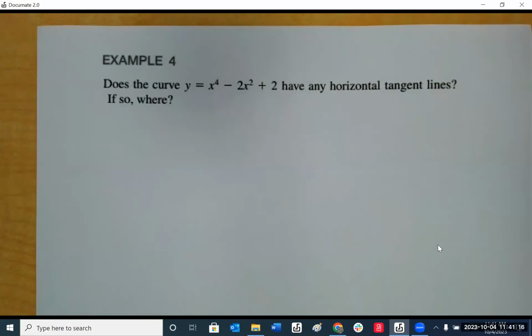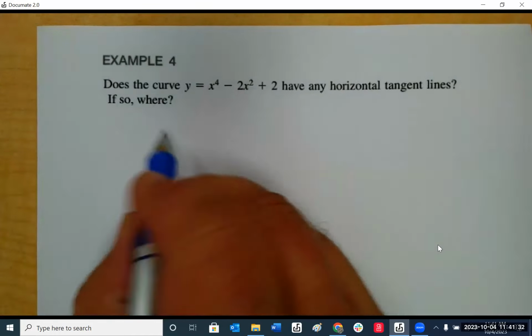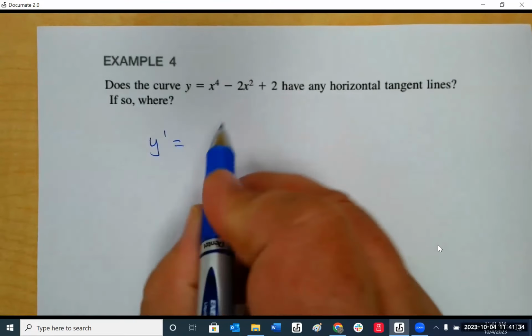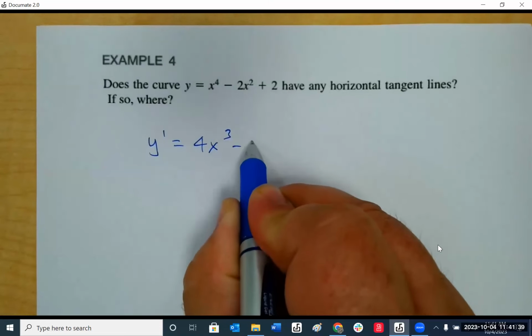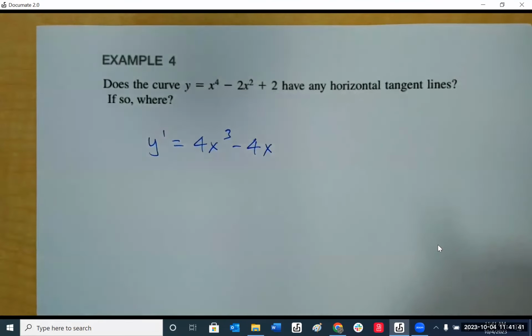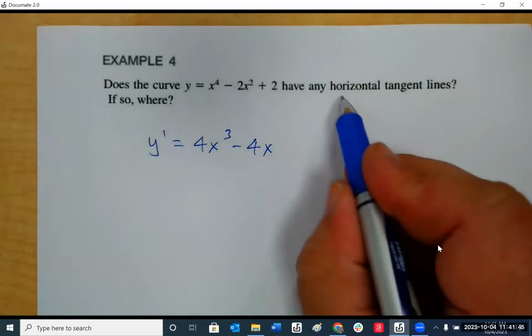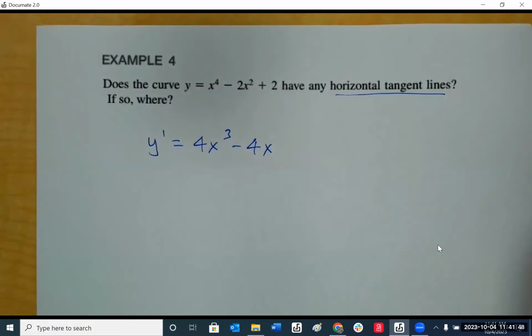Does the curve y equals x to the fourth minus 2x squared plus 2 have any horizontal tangent lines? If so, where? You would have to find the derivative first. If we find the derivative, what do we get? 4x cubed minus 4x, and we set it equal to zero. So where would the horizontal tangent line be?